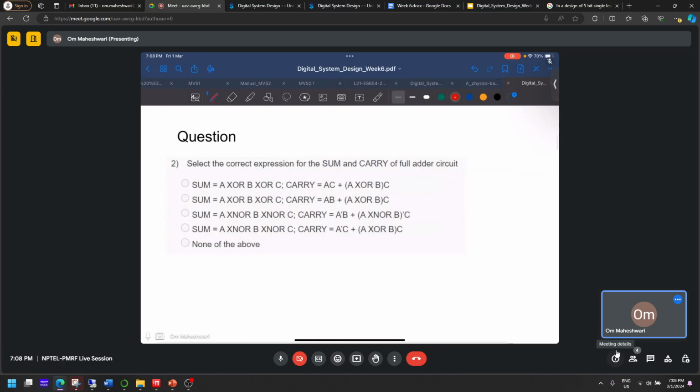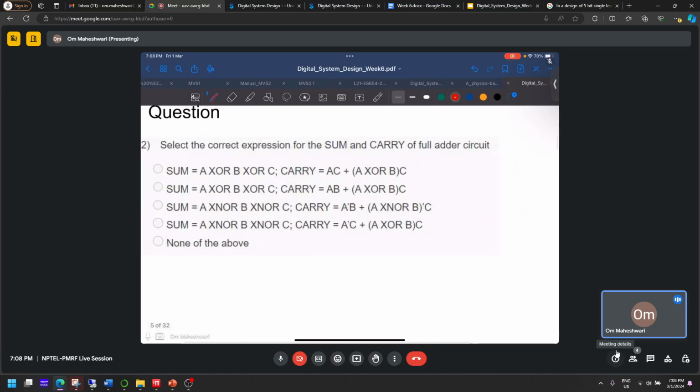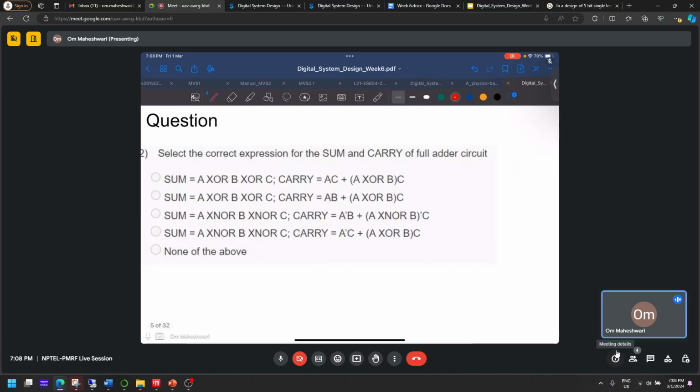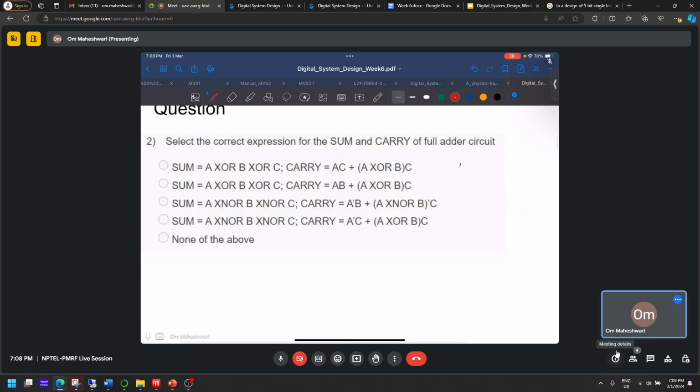So, moving on. Select the correct expression for sum and carry of the full adder circuit. I think you all can do this, it is an easy question. What you can do is maybe make a truth table first. Let's say A, B, C and sum and C out.